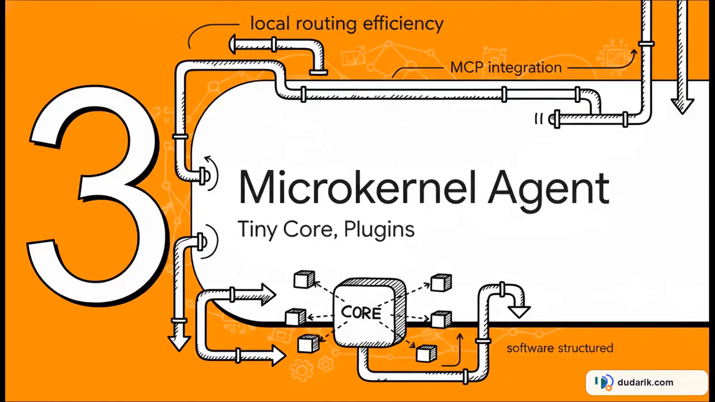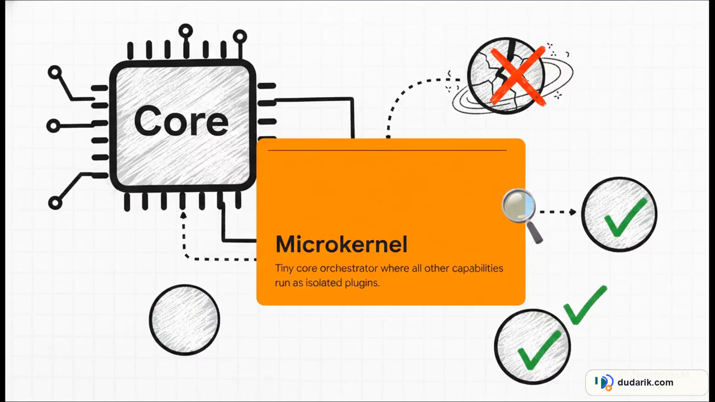Which brings us to Section 3, microkernel agent architecture. So this native MCP integration and that local routing efficiency we just talked about, they're only possible because of how the underlying software is fundamentally structured. Inspired by actual operating systems, OpenSquilla's core engine is tiny. We're talking around 100 lines of code. It only handles state management and basic orchestration. Everything else lives in user space as an isolated plugin.